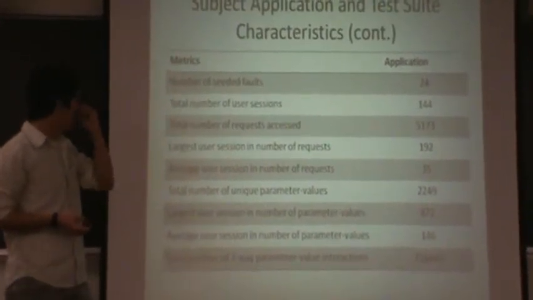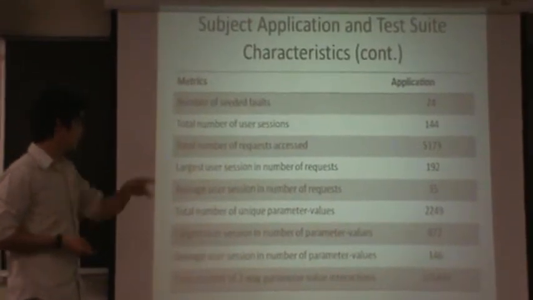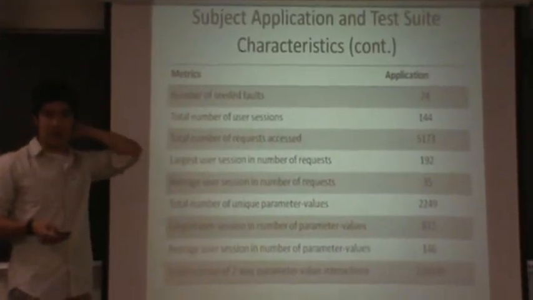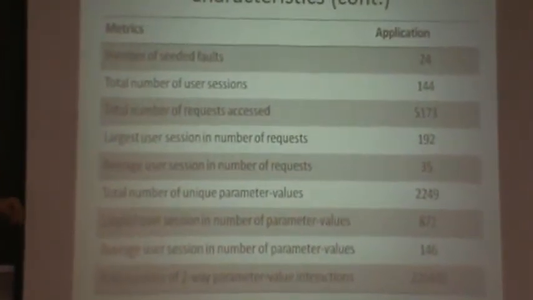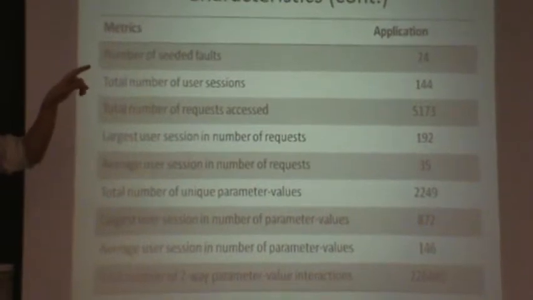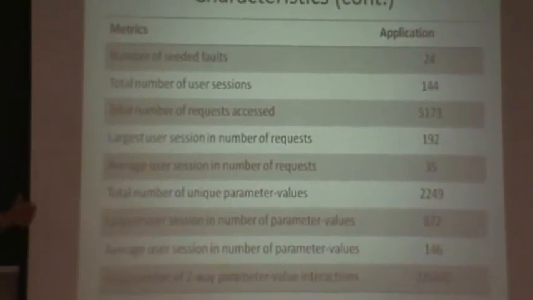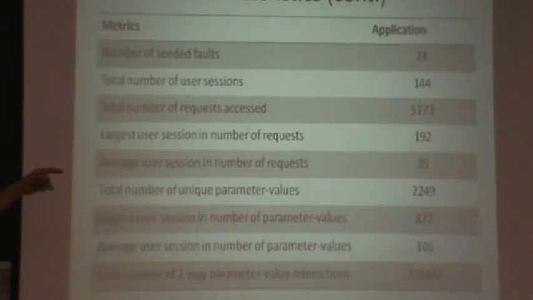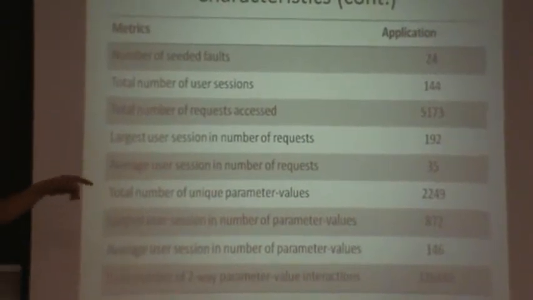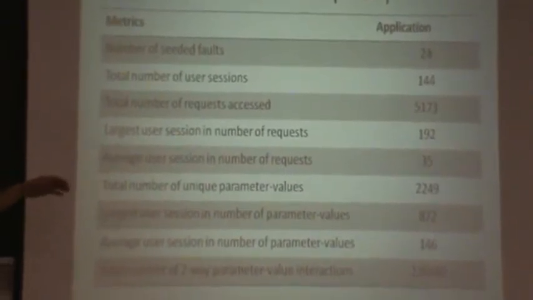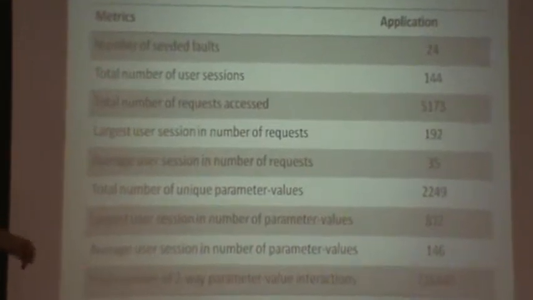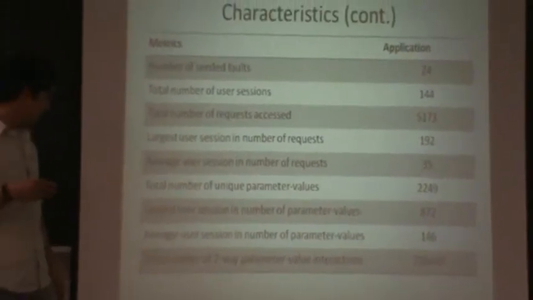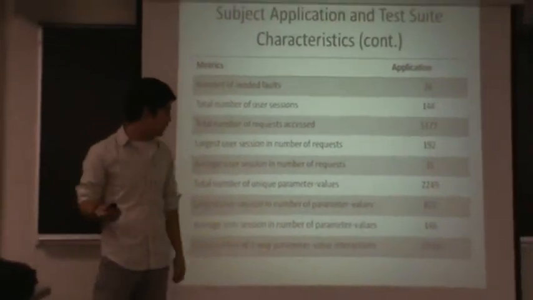There were 24 faults seeded into it. This is the total number of user sessions that were created by my classmates and I. There were 5,173 requests in the entire test suite. The largest user session in number of requests was 192, and the average user session was 35. The total number of unique parameter values in the entire test suite was 2,249, along with the largest user session and average user session. And the final number is the total number of two-way parameter value interactions in the test suite.